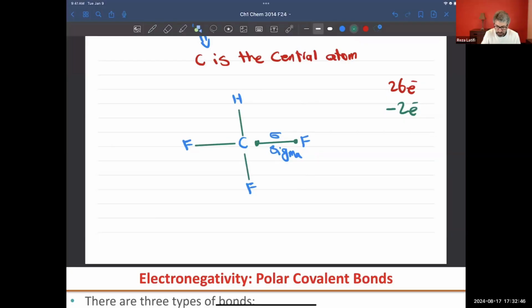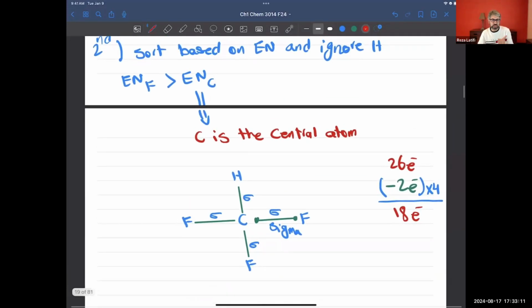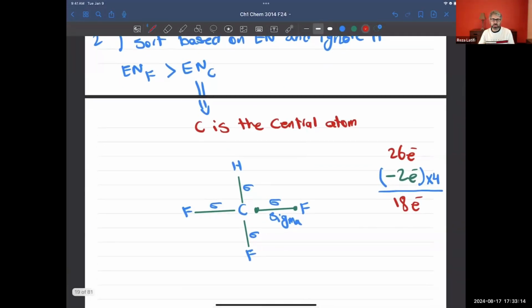So I made 4 sigma bonds. Per each sigma bond, we use 2 electrons, so I repeat this 4 times. 26 minus 8, that's going to be 18. Now, fluorine has higher electronegativity than carbon. What should I do with the 18? Next step, you will draw a circle around each element, so I'm going to move this one.